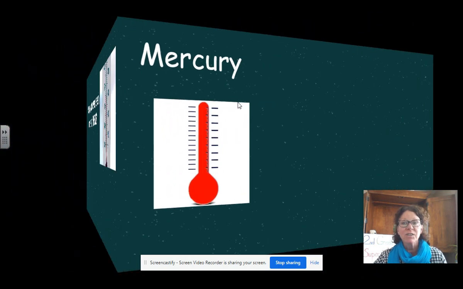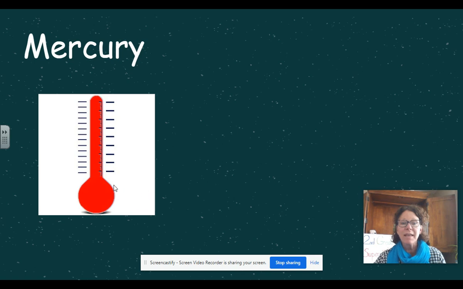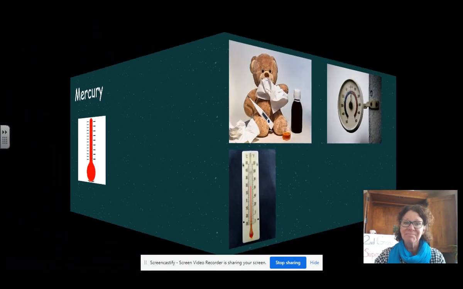We are going to take a look at the little red line on a thermometer, and that's mercury. The coolest thing about mercury is when it gets hot, it expands. And in a thermometer, there's only one way to go, and that's up, up, up. So as we're checking the temperature, if it's rising and rising and rising, we know it's getting hotter and hotter and hotter. And that's usually what happens during the course of a day.